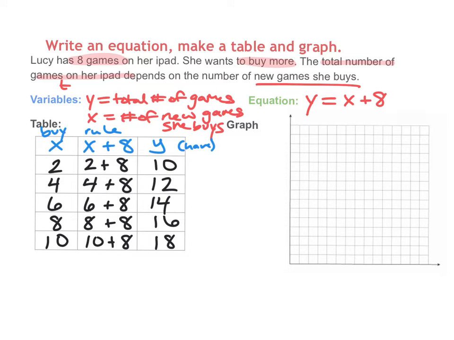So then what you're going to do is be able to graph that relationship, and you'll have to mark your axes. So we have x here. x is our number of new games.